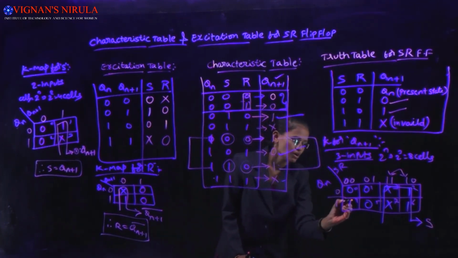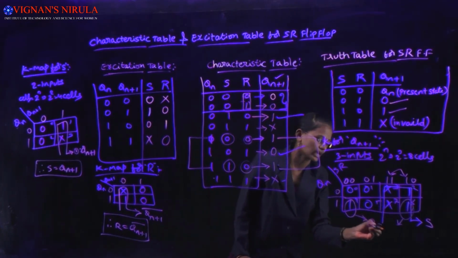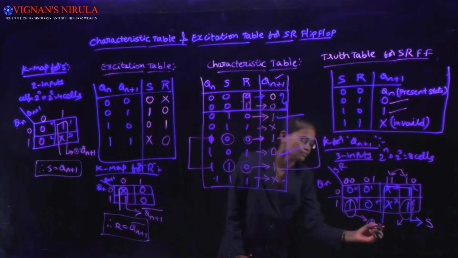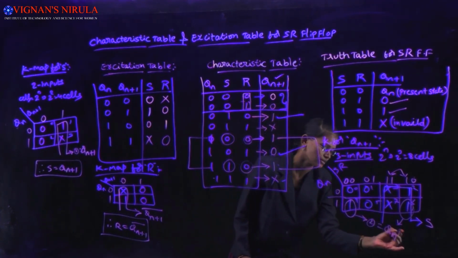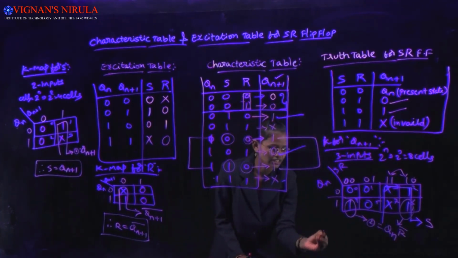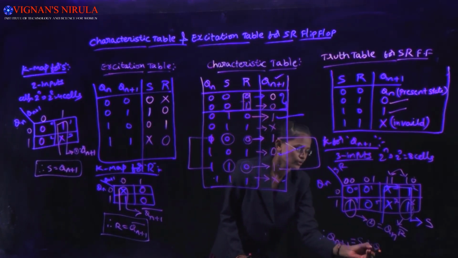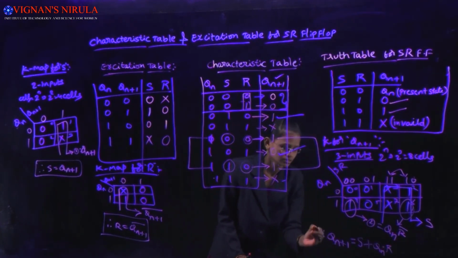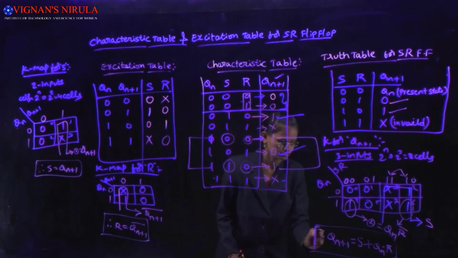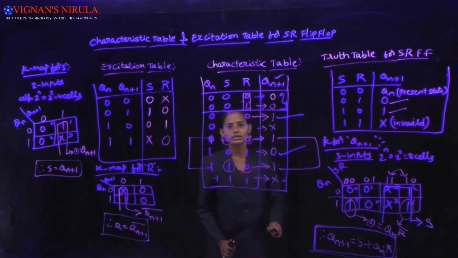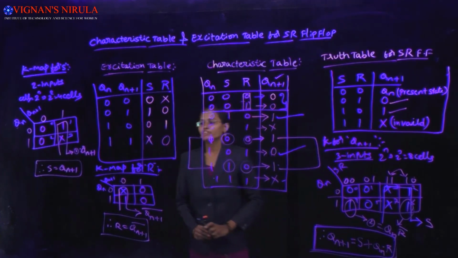And next group is 4 and 6. This is the second one. In the second group, the corresponding input variable is Qn, and 0 is the common variable, that is R bar. So write down the final equation. Therefore Qn plus 1 equal to S plus Qn into R bar. This is the characteristic equation. Okay, this is the overall about the characteristic table and excitation table for SR flip-flop.